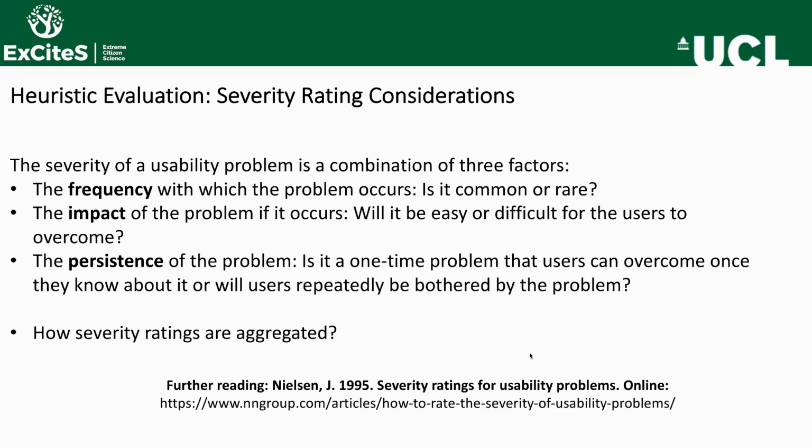Nielsen suggests that 3 elements be considered when you assign severity ratings, and these are the frequency, the impact, and persistence of the problems found. So the frequency refers to whether a problem is common or rare, the impact of the problem when it occurs, for example, will it be easy or difficult for the users to overcome it, and the persistence of the problem refers to whether it is a one-time problem that users can overcome once they know about it, or whether the users will repeatedly be bothered by this specific problem.